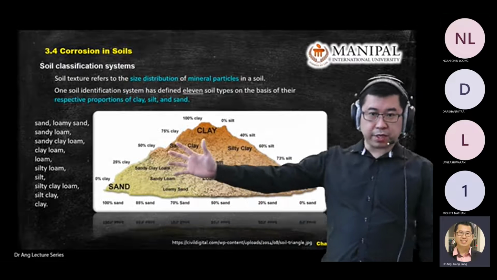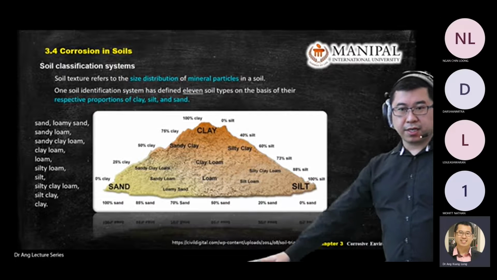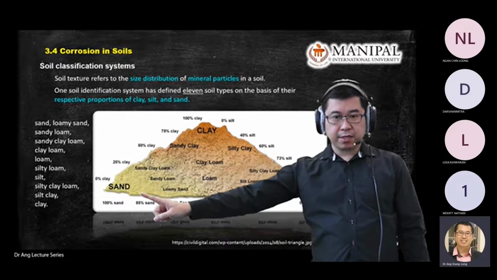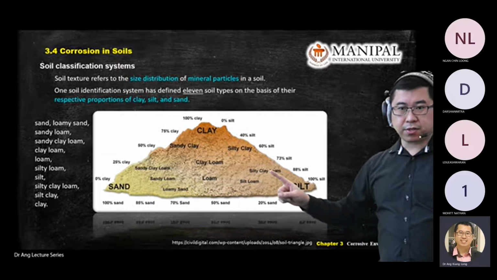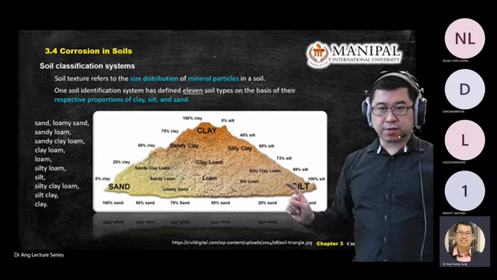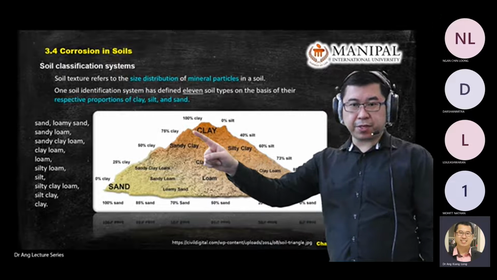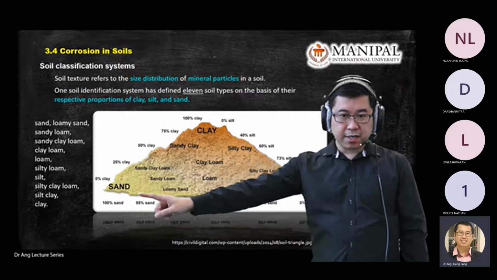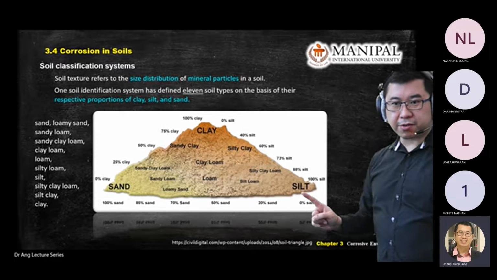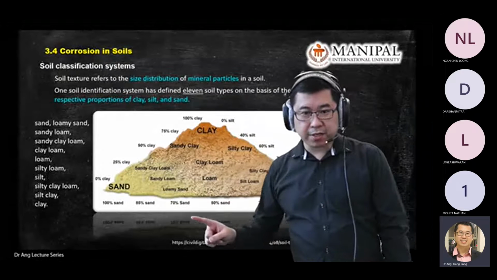Okay, this picture will illustrate the 11 types of soil over here. Again, three main families: sand, silt, and clay. So if you have 100% clay, it is a clay. If you have 100% of sand, you have a sand. If 100% of silt, you have silt.